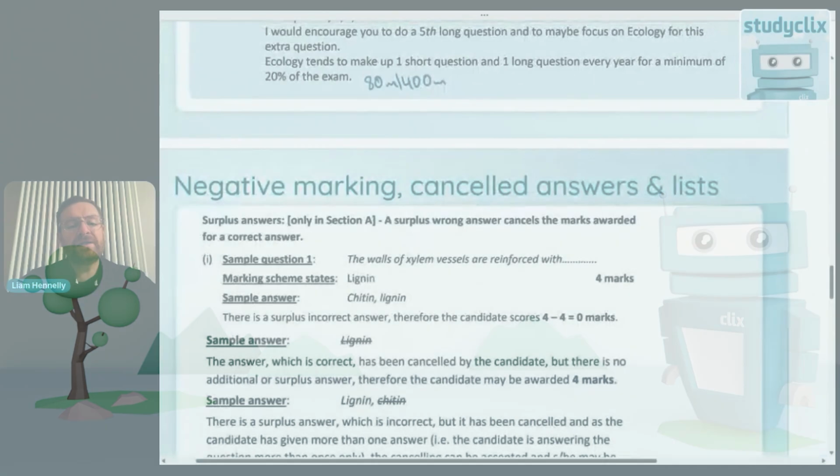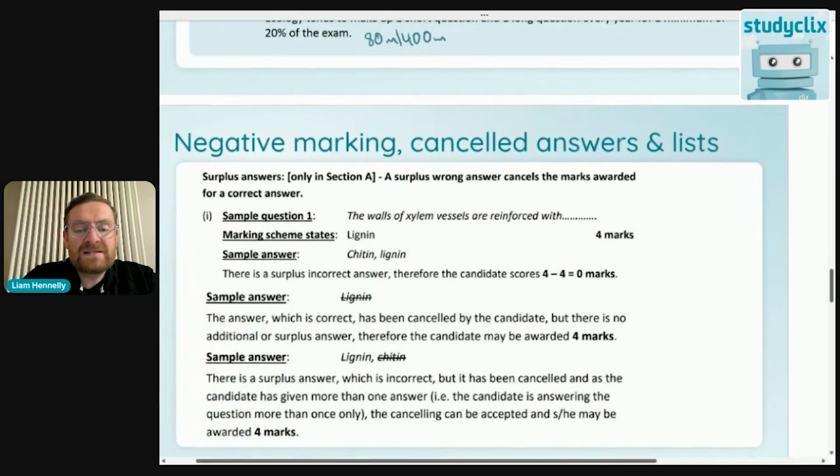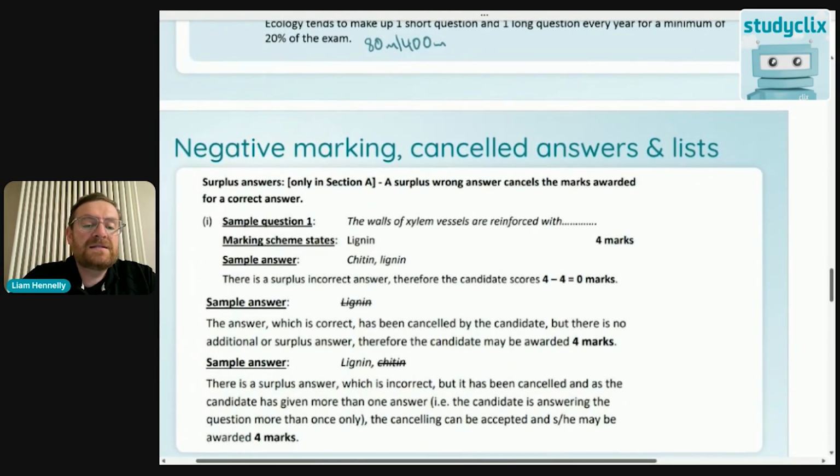I now want to move on and explain the concept of negative marking, another thing called cancelled answers, and lists. So in section A, negative marking does apply if you give extra answers. If we take a look at this example, the walls of xylem vessels are reinforced with, and the marking scheme says that the answer is lignin.